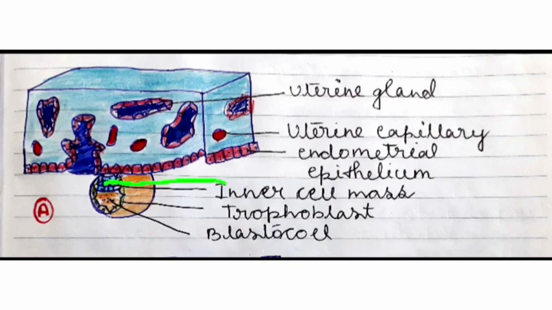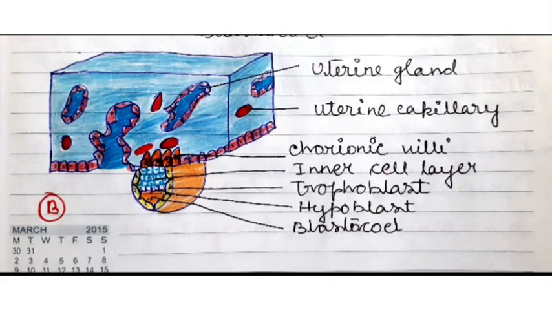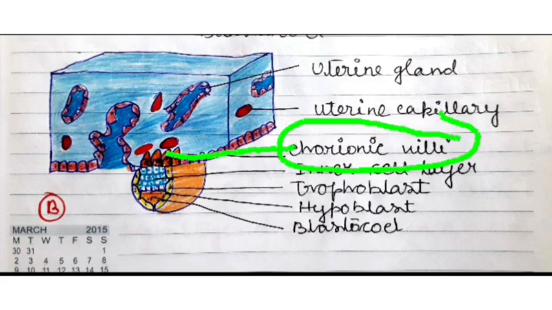This is the inner cell layer of the blastula, and this is the trophoblast, and this is the blastocoele, which is a fluid-filled free space, and this is the uterine gland, and this is the uterine capillary, and this is the endometrial epithelium. After that, the cells of the trophoblast, which are in direct contact with the endometrium, grow a finger-like structure towards the endometrium of the uterus, known as chorionic villi. And chorionic villi penetrate the endometrium so that the attachment to the endometrium becomes stronger.